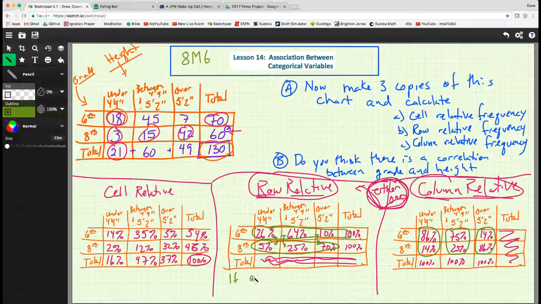If any row data is very different, then you have an association.